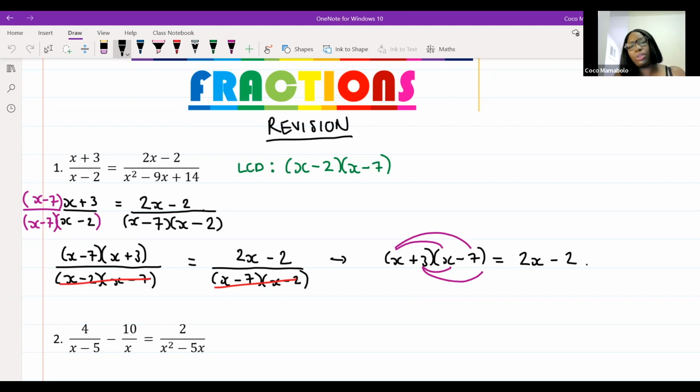Okay, so I'm going to do the FOIL method over here. I'm going to get x squared minus 7x plus 3x minus 21 is equal to 2x minus 2. Yes, Nomaza. Sorry, ma'am. So why don't we times the x minus 2 by the 2x minus 2? Oh, because it was already part of the denominator.